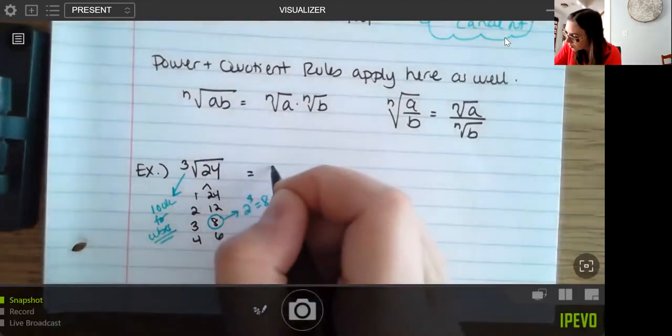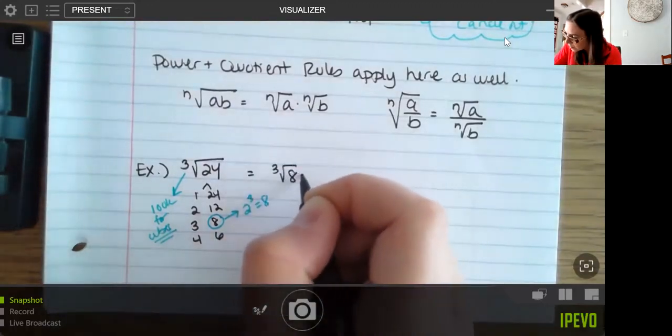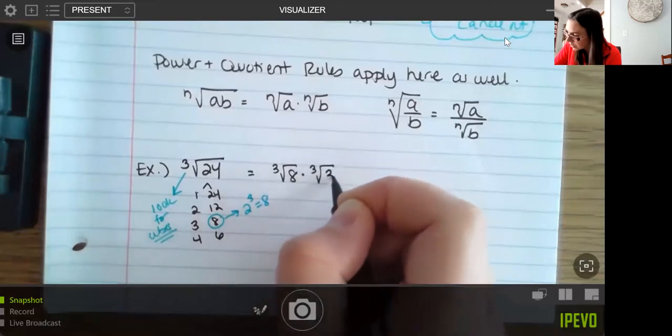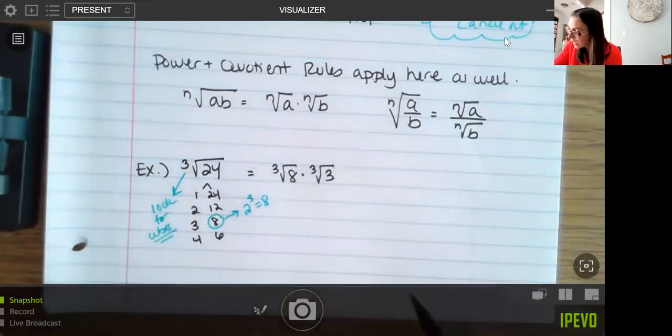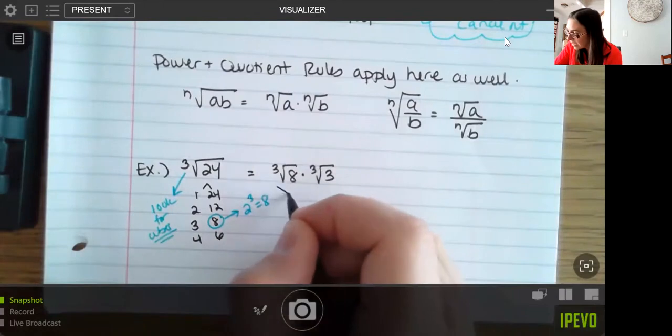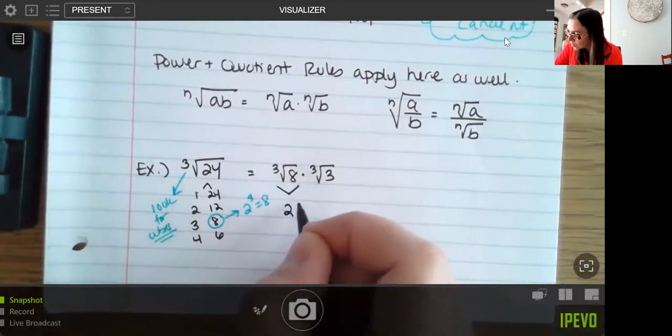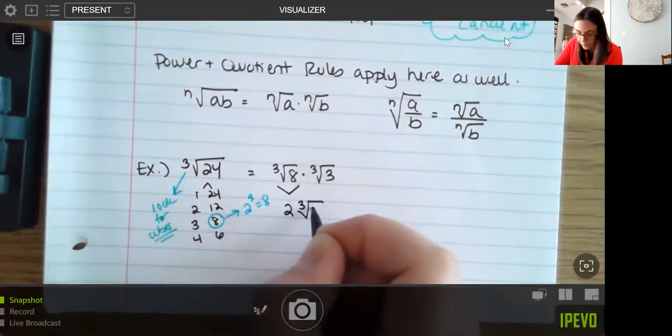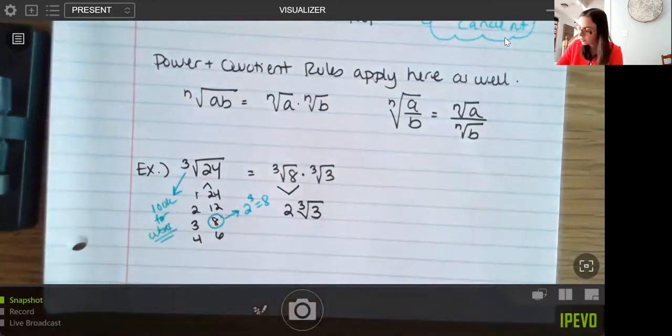So this becomes the cube root of 8 times the cube root of 3. 8 times 3 is 24. And then that cube root of 8 is 2. So you have 2 times the cube root of 3 as our final answer here.